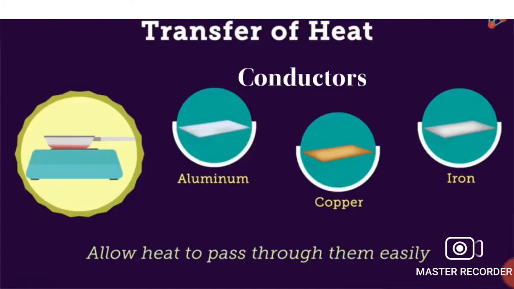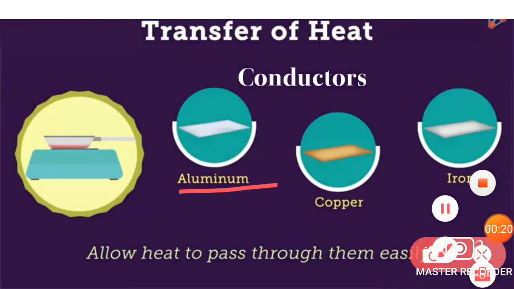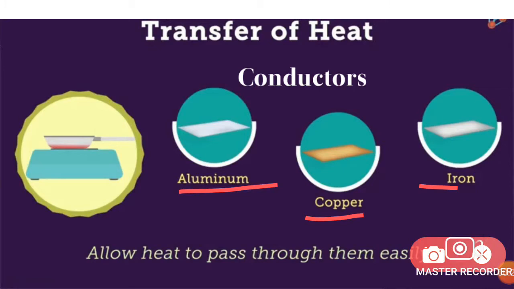Is heat energy able to pass easily through all solids? Well, heat energy does not pass through all solids. Some solids, especially metals, allow heat energy to pass through them easily. For example, aluminium, copper, iron and some other metals allow heat energy through them. Understood? That's why these are called conductors, because they are good conductors of heat. What are conductors? Those which allow heat to pass through them easily are what we call conductors.